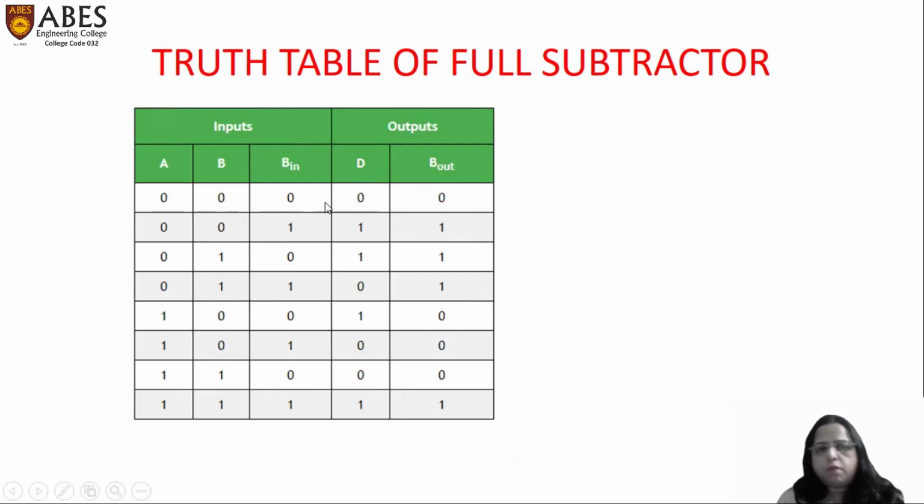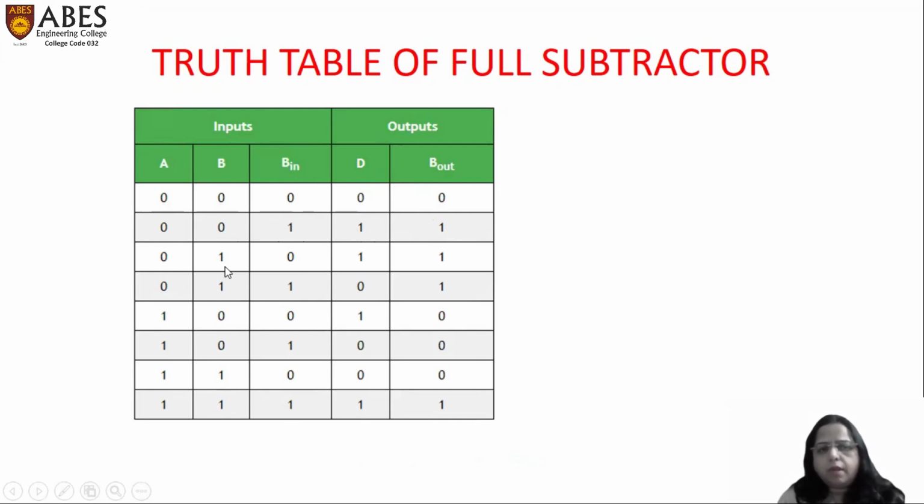So for the first possible combination, 0 minus 0 minus 0, the difference is 0 and borrow will also be 0. For the next one, 0 minus 0 is 0 and minus 1. Since we have 0 minus 1, we will have to take 1 as a borrow. Therefore, B out will be 1. And 1, 0 minus 1 will again be 1. Therefore, the difference will also be 1.